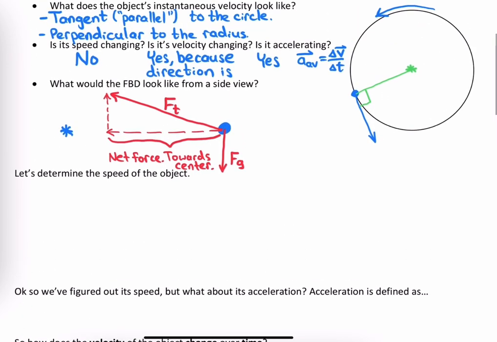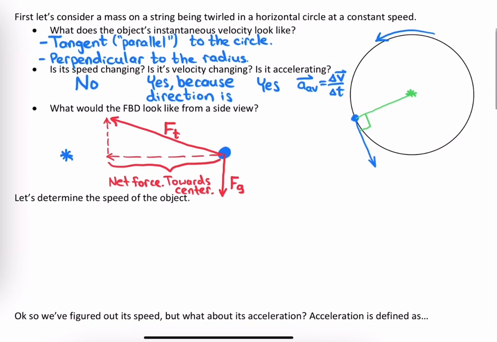Now let's do a little bit of math here. Let's try and find a formula for some of these things. We've talked about the speed, we've talked about the velocity, we've talked about the acceleration. Let's see if there's a way to actually find some of these things. So we'll start with speed. Well, we know the speed of an object is the distance it travels divided by how long that takes.